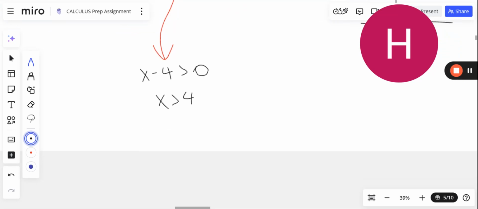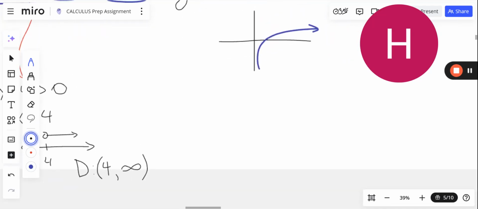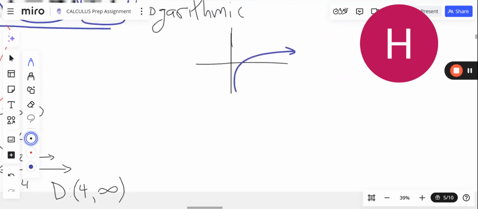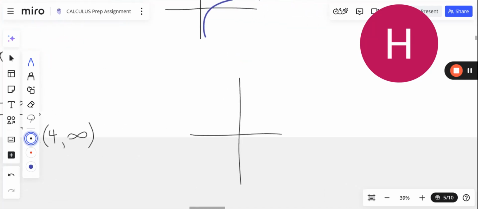We can draw that on a number line. There's 4. We're not allowed to be at 4, but we can be greater than 4. So then the domain is going to be 4 with a parenthesis, going larger towards infinity. So that right off the bat tells us that instead of our graph starting right here at the boundary of 0, it's going to start at 4. So it's going to have to get moved over, of course. All right, so let's draw a grid for that.